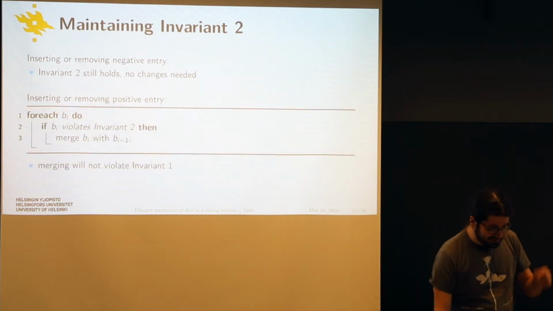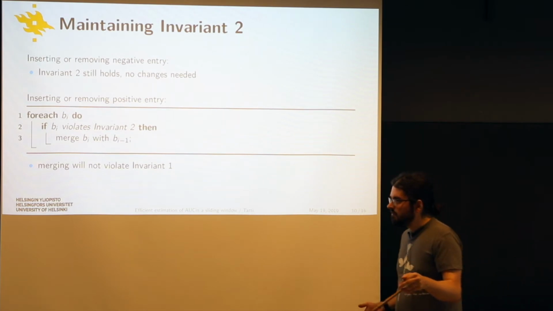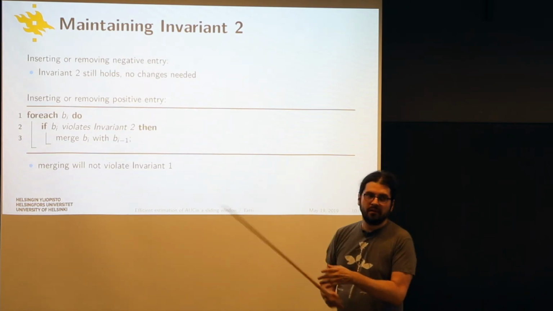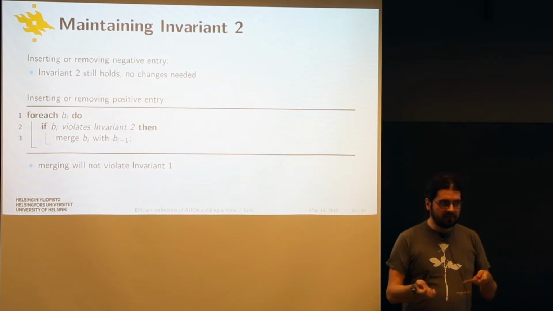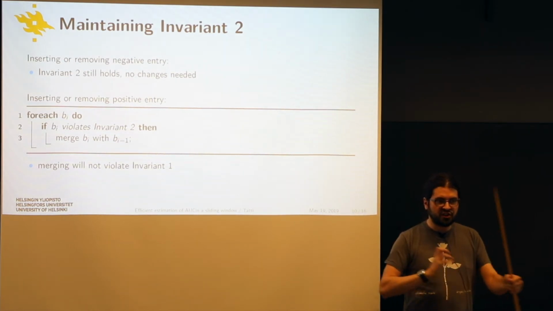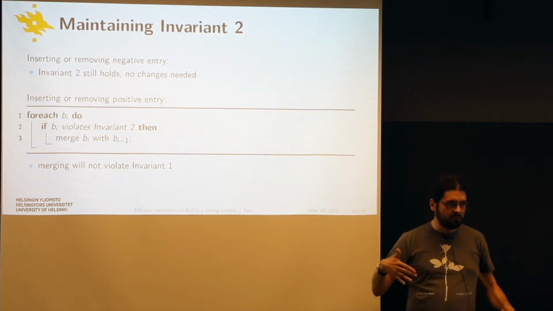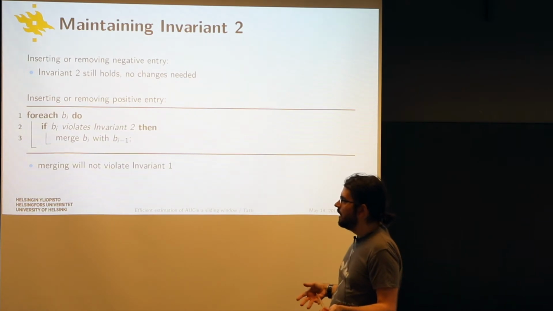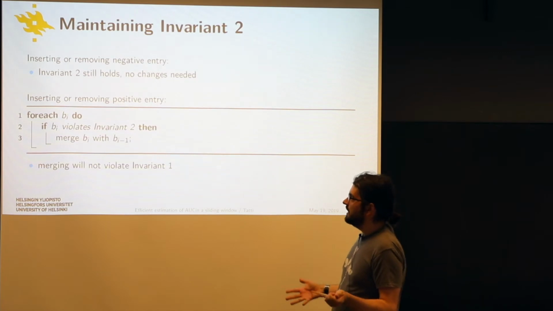Now, maintaining invariant number 2. Again, inserting or removing a negative entry, you still do not need to change that much, because you're just stretching or shrinking the bins on the x-axis, and none of these conditions that I'm talking about depend on the x-axis.